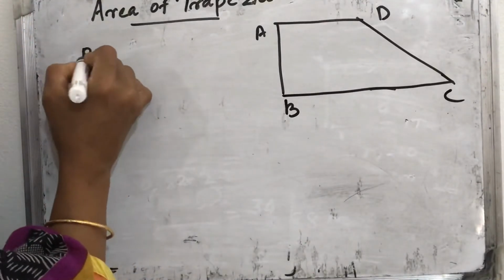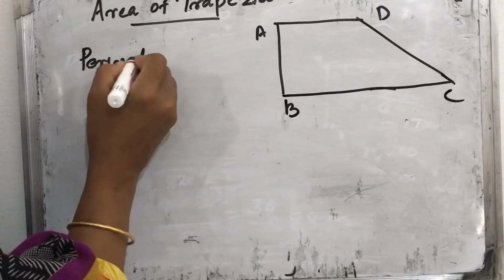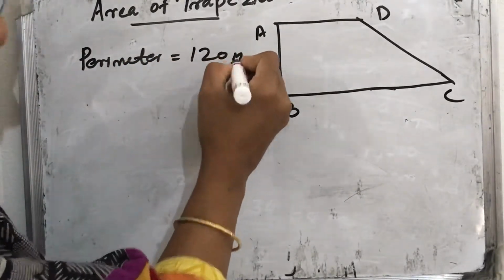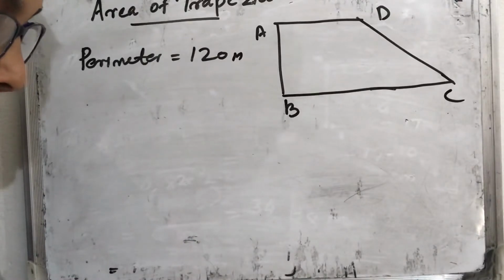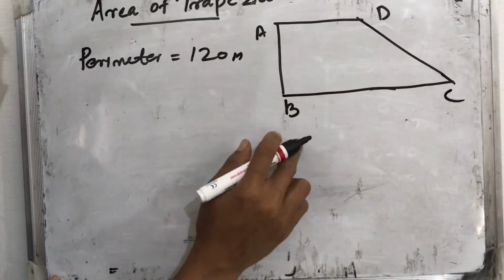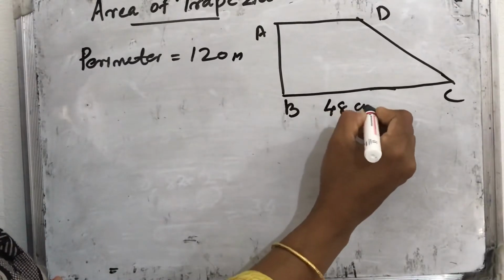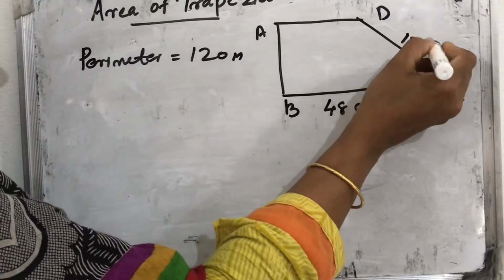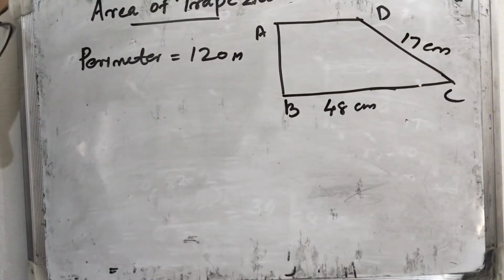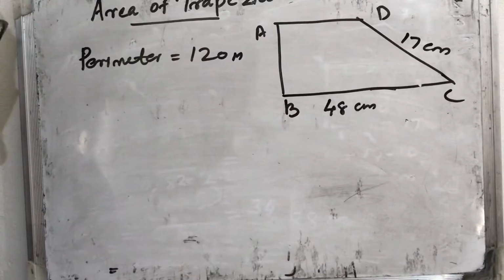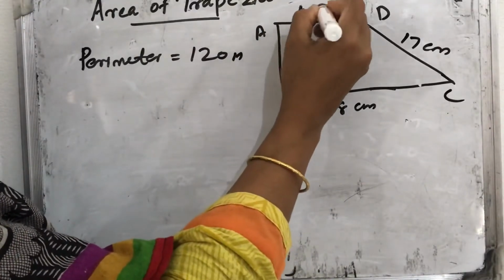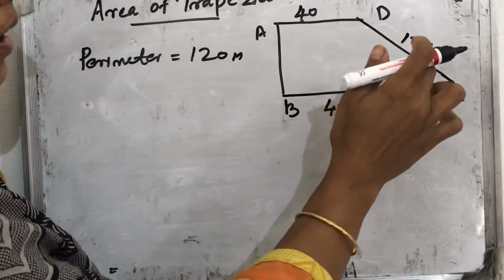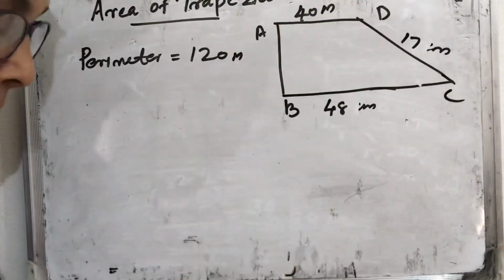So the perimeter of this shape is given how much? Perimeter is given 120 meter. And other measures are given. BC is equal to, what is given? 48. BC is given 48 meter. And CD is 17 meter. This length is given 17 meter. AD is 40. AD is given 40. All are in meter, sorry. All are in meter. 40 meter.